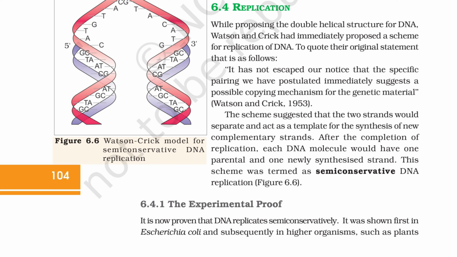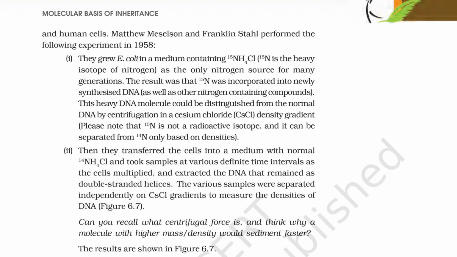It was shown first in Escherichia coli and subsequently in higher organisms, such as plants and human cells. Matthew Meselson and Franklin Stahl performed the following experiment in 1958. 1. They grew E. coli in a medium containing 15NH4Cl. 15N is the heavy isotope of nitrogen, as the only nitrogen source for many generations.